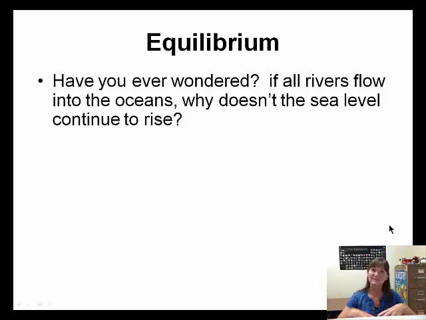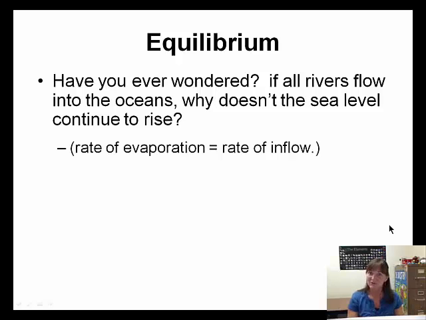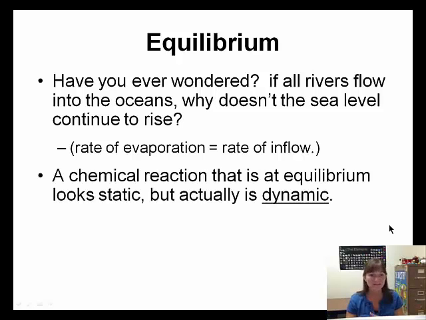So all the rivers on the continents are flowing into the ocean. Why is it that the level of the oceans is not rising? And I know this is an oversimplification, but basically the rate of evaporation from the ocean is equal to the rate of the inflow of water. So if the rate of evaporation equals the rate that the water is flowing in, then the sea level is going to stay approximately the same.